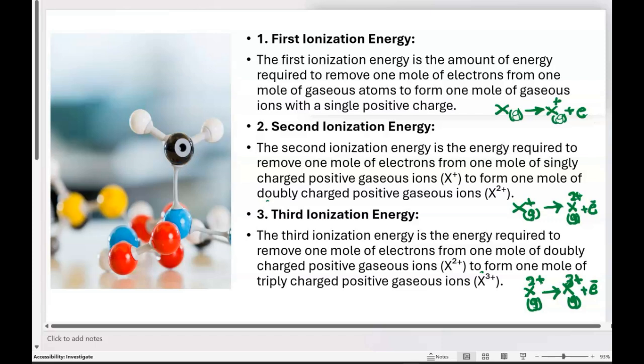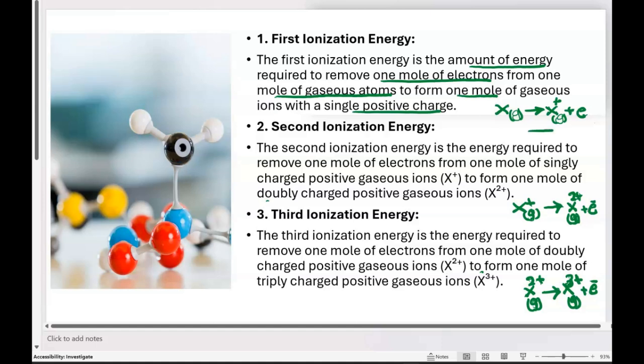A-level students should know the definitions of first, second, and third ionization energies. First ionization energy: amount of energy required to remove 1 mole of electrons from 1 mole of gaseous atoms to form 1 mole of gaseous ions with a single positive charge. This is the equation for the first ionization energy.